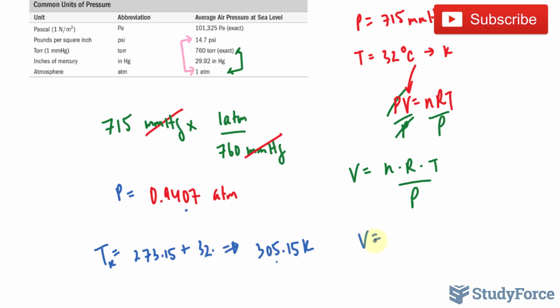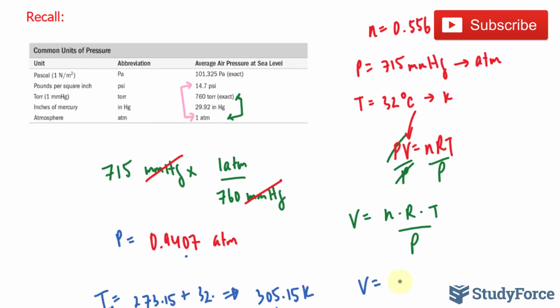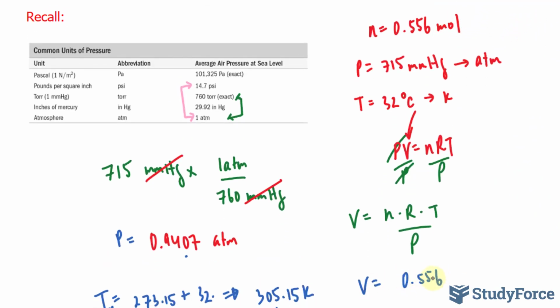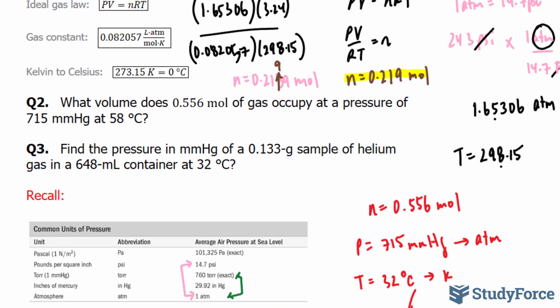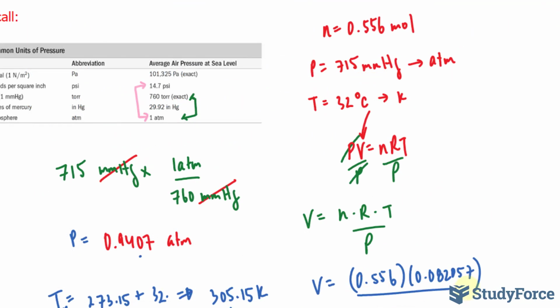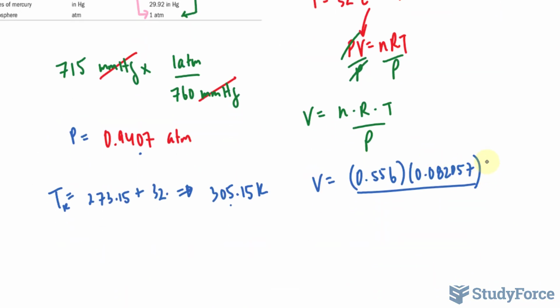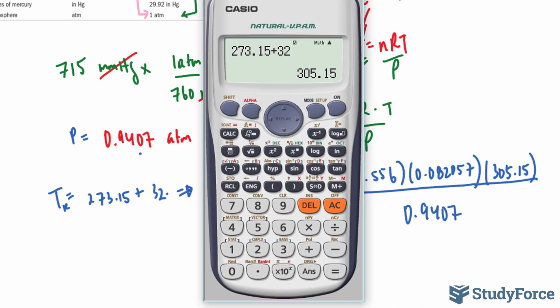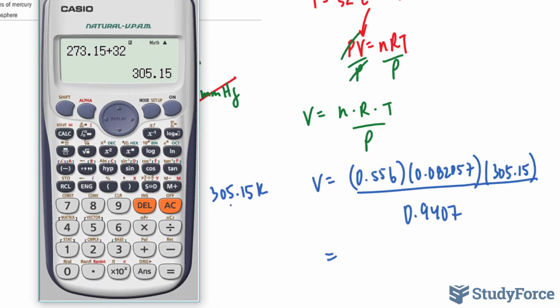So we have volume is equal to the number of moles, which is 0.556, times R, and that can be found right here. It's this number divided by, and this is also being multiplied to our temperature of 305.15. Our pressure is 0.9407. Let's go ahead and multiply these numbers out, then divide. I'm going to start with the top.